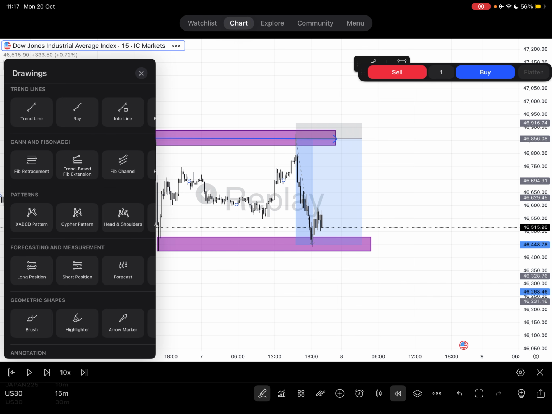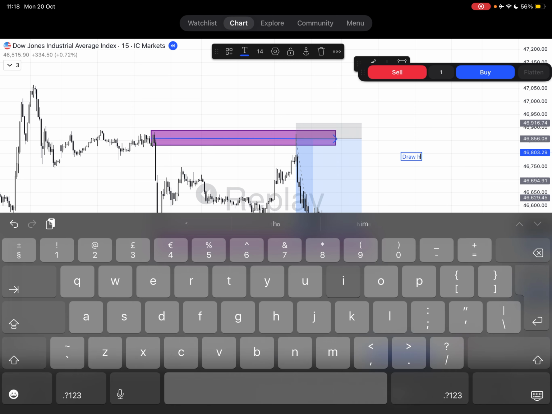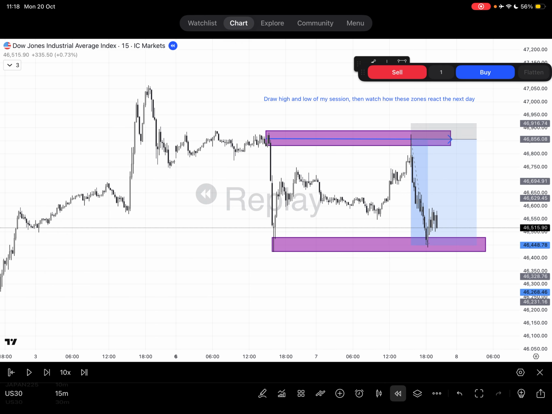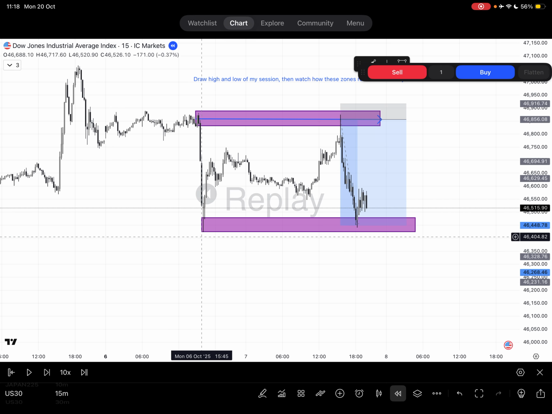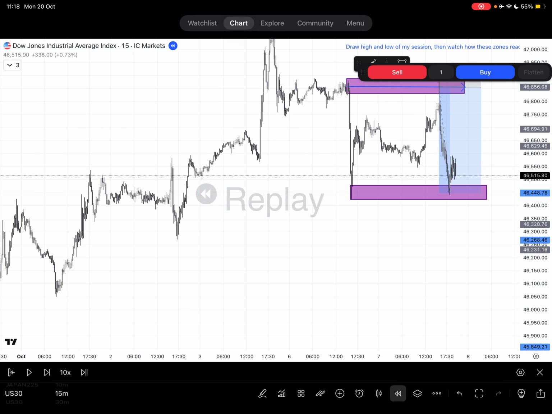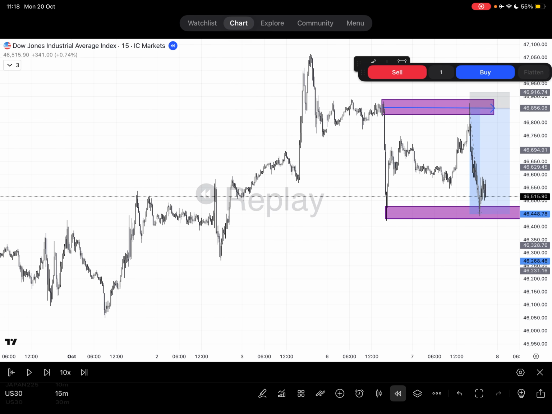I will write down the rules right here, but you basically draw the high and low of the New York session. Then watch how those zones react the next day. What you can also notice is sometimes you get a high or low and it isn't tapped into. Let's say it's Monday's high and it's not tapped into, and then Wednesday comes and it taps into that low. So you can keep your zones for the whole week if you want. Price tends to react off these zones.